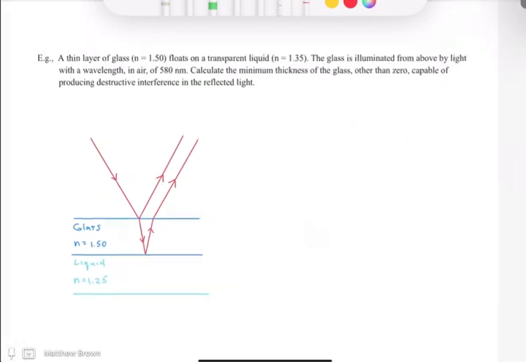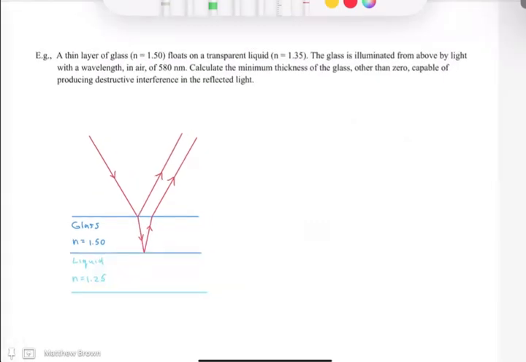But just to make a sketch of this thing here, right? A thin layer of glass, and we're given the index of refraction of the glass is on a transparent liquid, which actually has an index of refraction that's less than that. The glass is illuminated from above by light with a wavelength in air of 580 nanometers. I guess I might indicate that. Calculate the minimum thickness of the glass other than 0 capable of producing destructive interference in the reflected light, right?